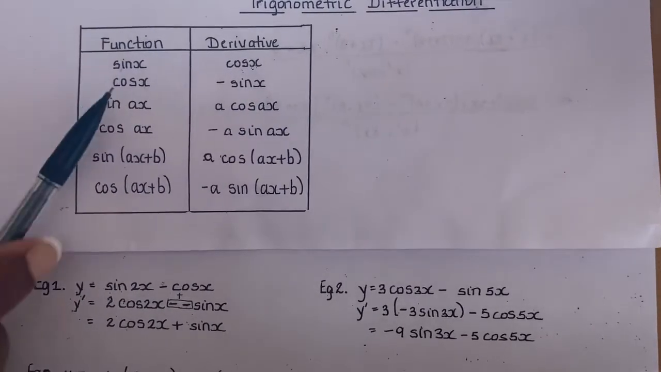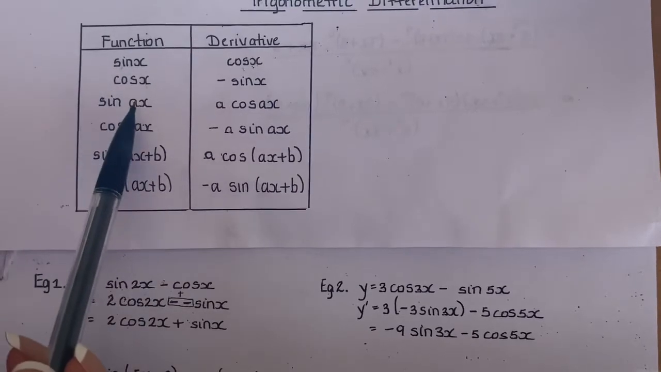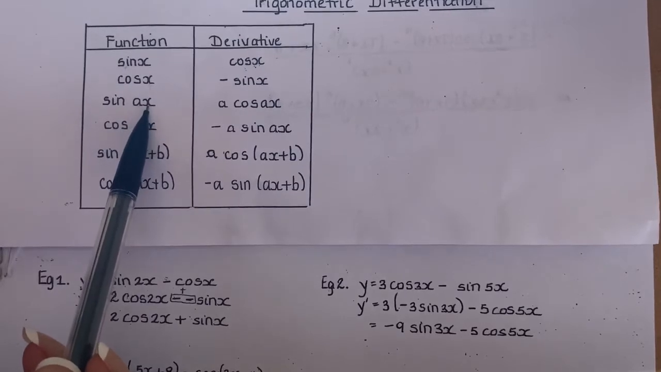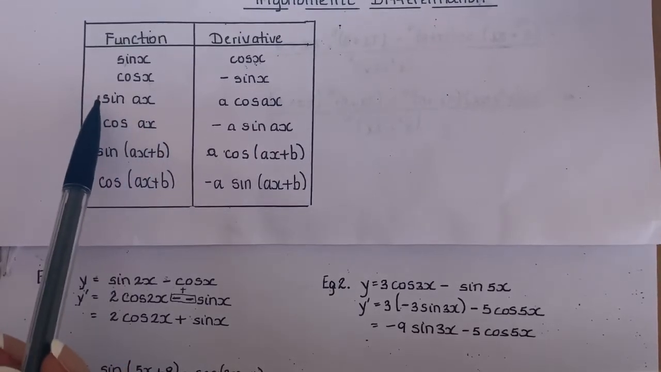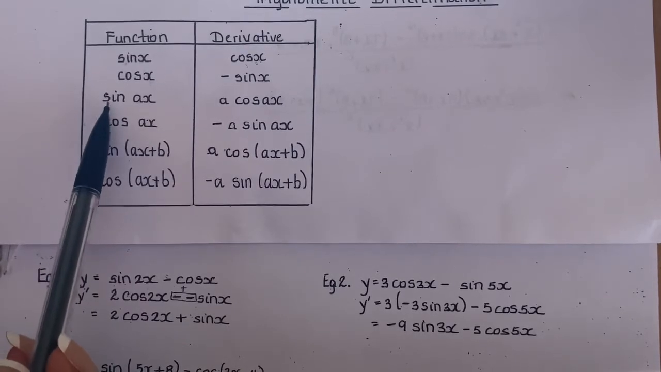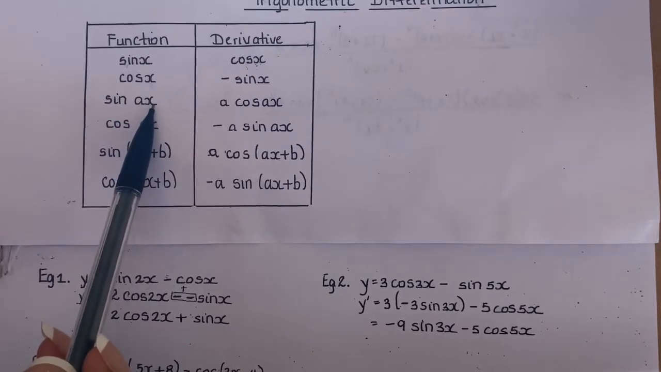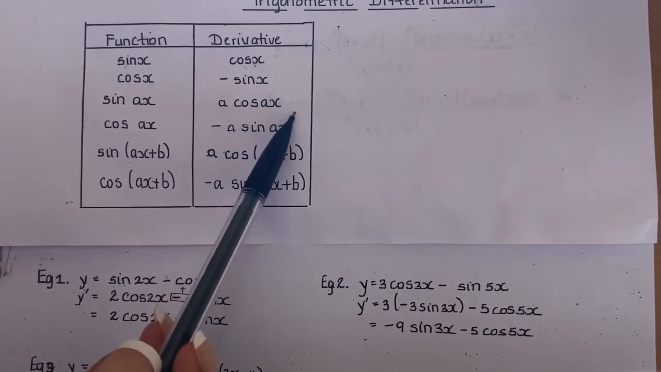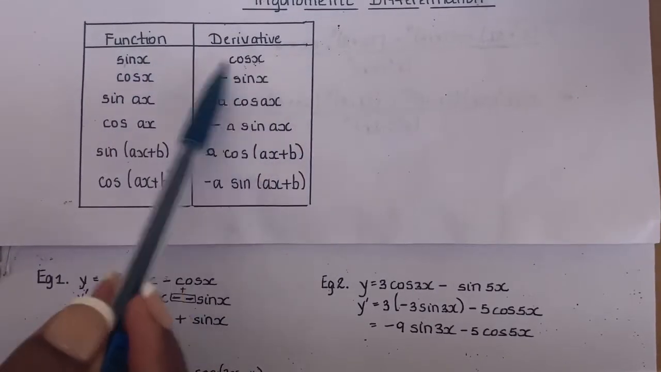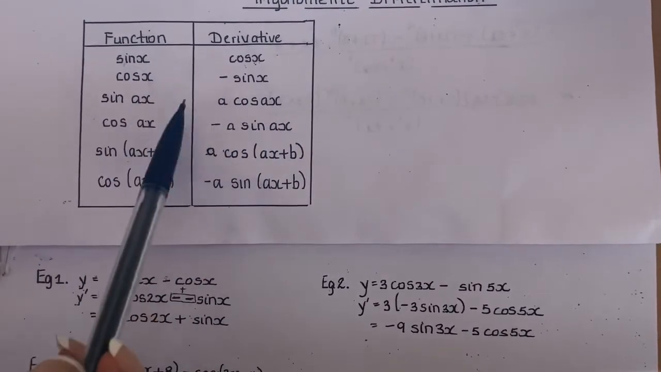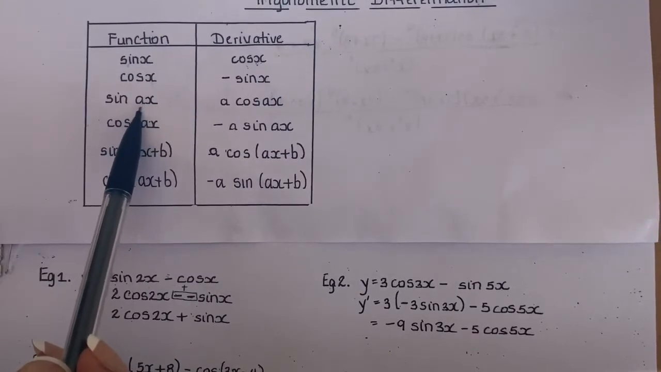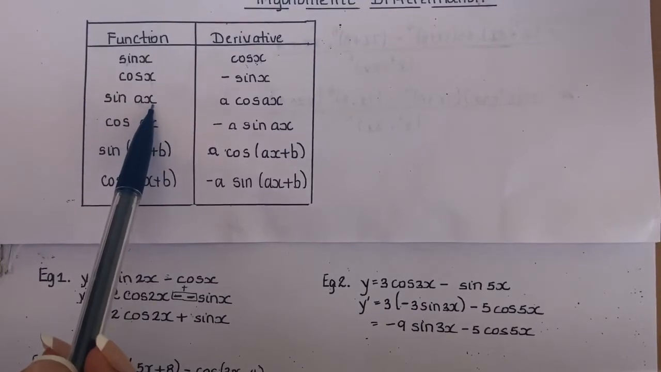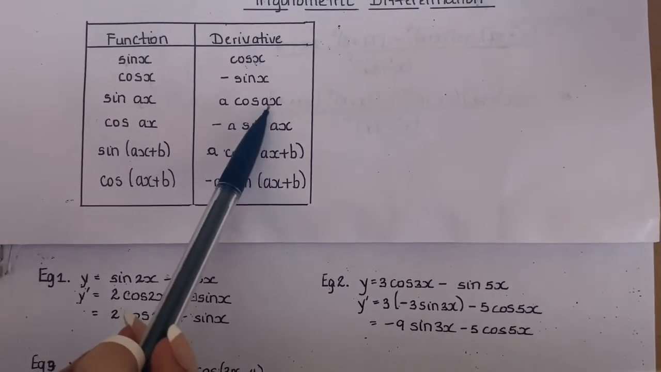Now let's look at this one. Here we have sine ax. Now a is the coefficient of x, the number in front of the x. So if you're given the function in that form, y equals sine ax, its derivative is a cos ax. Notice it's still cos, but because of how the function is arranged, we have sine ax. The derivative is a cos ax.